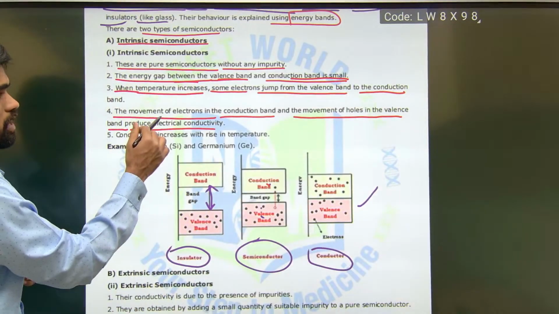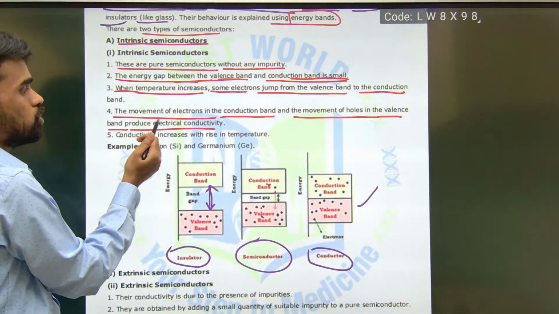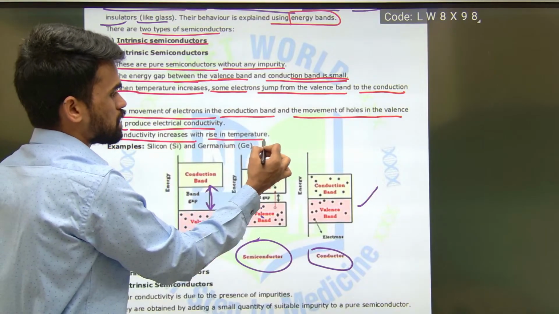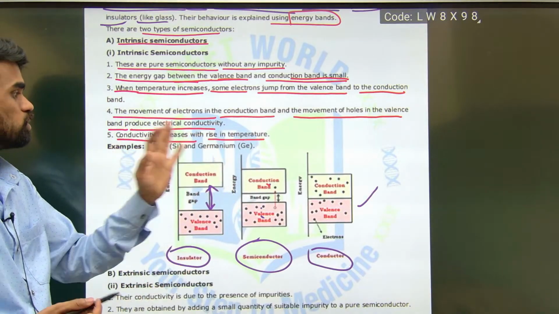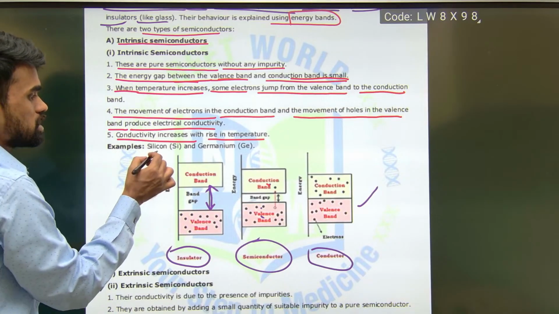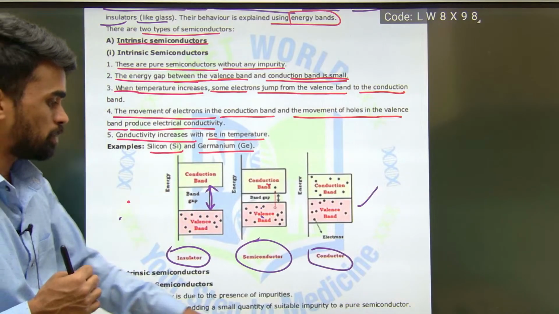Okay, so the movement of electrons in the conduction band and the movement of holes in the valence band produces electrical conductivity. So the conductivity increases with a rise in temperature. Conductivity increases with a rise in temperature for intrinsic semiconductors. Examples provided here are silicon and germanium.